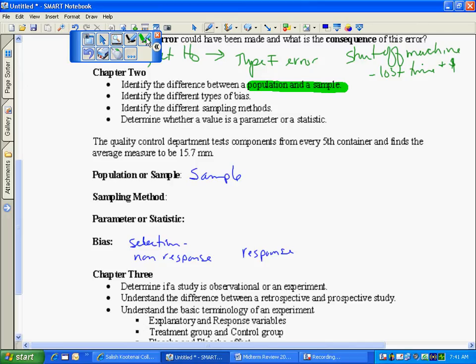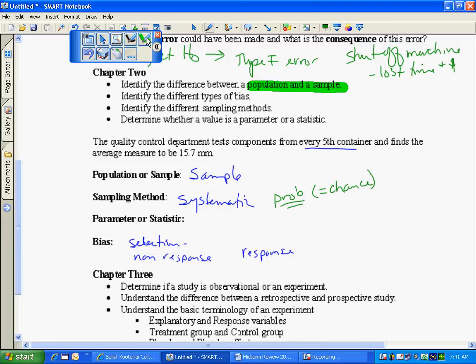Sampling method. In this one, every fifth container, so that's called systematic. There is a procedure, a count-off, a system in order to get my sample. Now, the sampling methods must use probability. Probability tries to give everybody an equal chance. If they don't have an equal chance, then you have some bias.